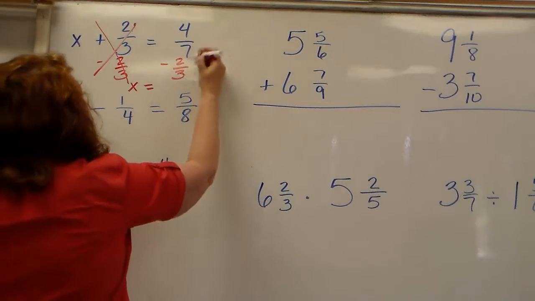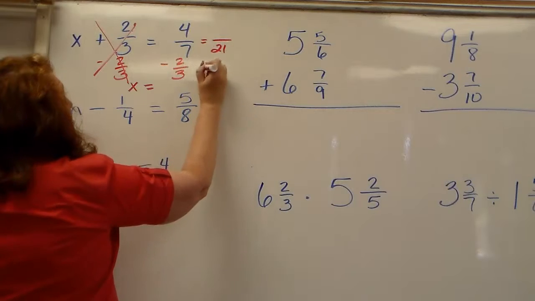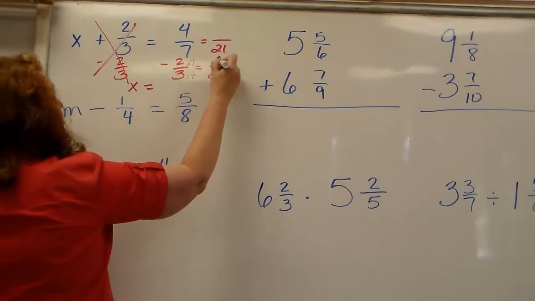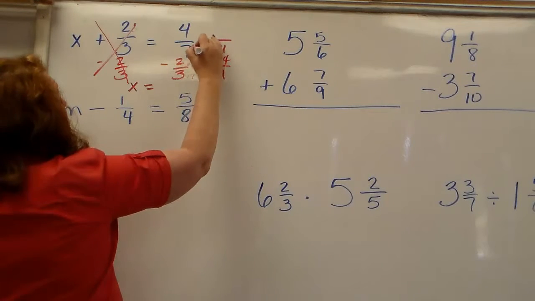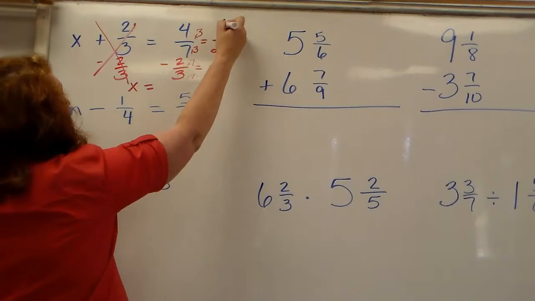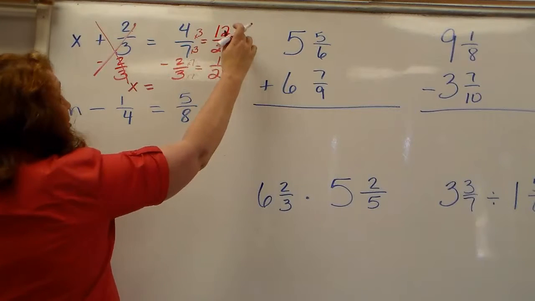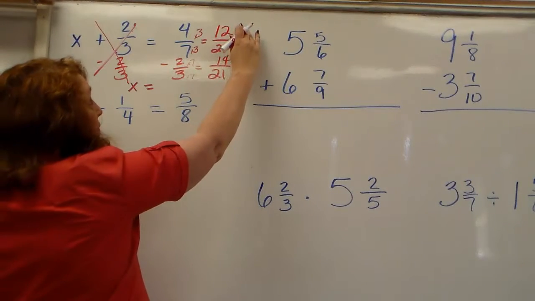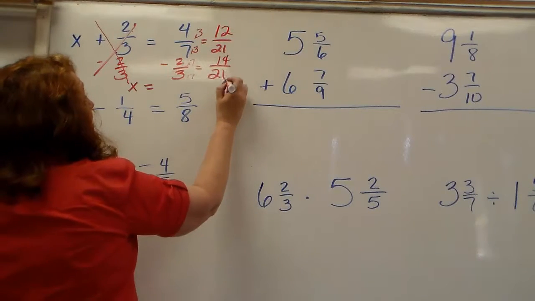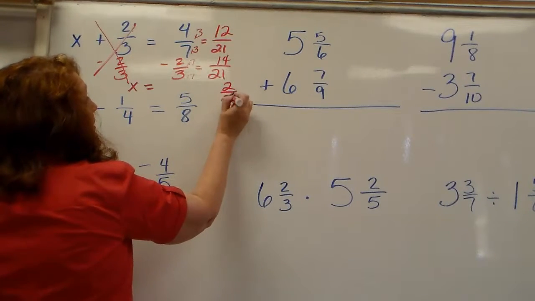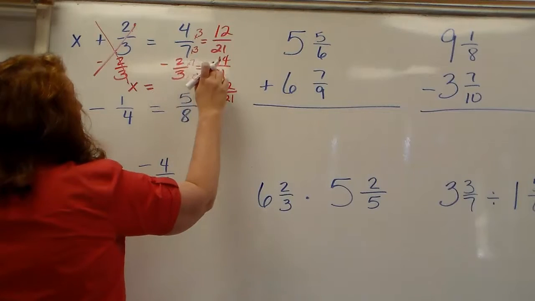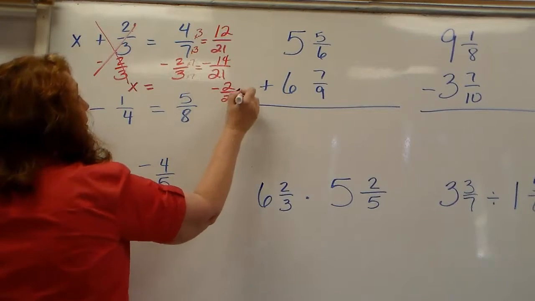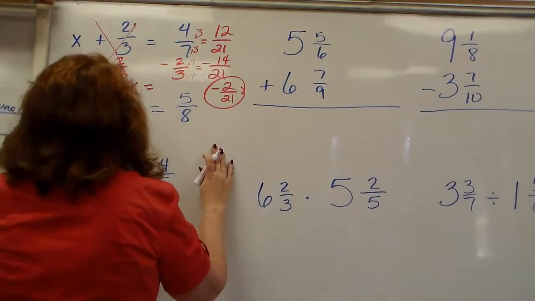And I'm going to find a common denominator here. My common denominator is going to be 21. Times 7, times 7, this is 14. Times 3, times 3, and this is 12. And I can't do 12 minus 14. I have to do 14 minus 12, big minus small, and that's going to give me 2 21sts. And 14 is the biggest, so it's negative 2 21sts.